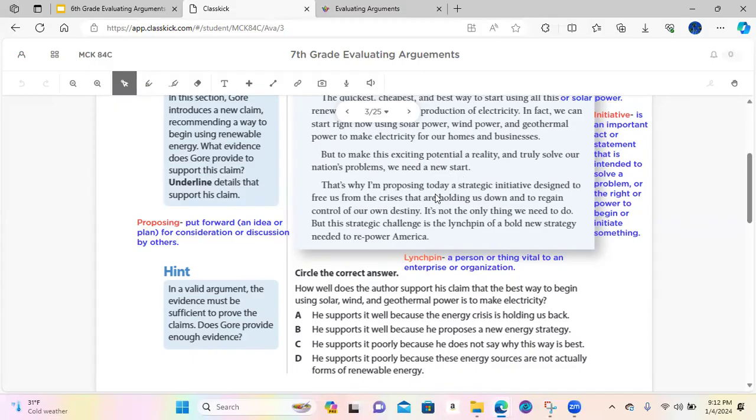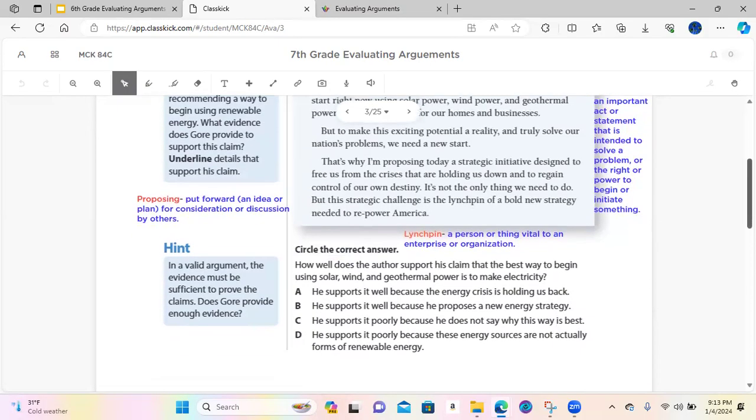That's why I am proposing today a strategic initiative designed to free us from the crises that are holding us down and to regain control of our own destiny. It's not the only thing we need to do, but this strategic challenge is the linchpin of a bold new strategy needed to repower America.